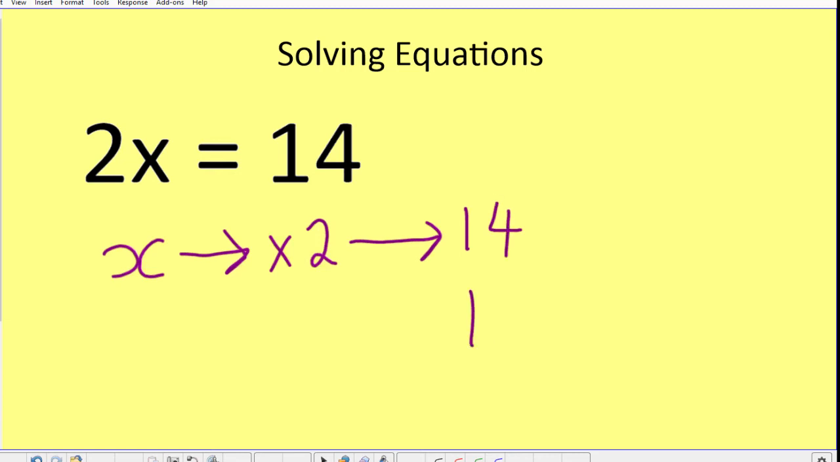Okay, in reverse, I've got 14. I'm going to go backwards, so I have to do the opposite, which is to divide by 2.